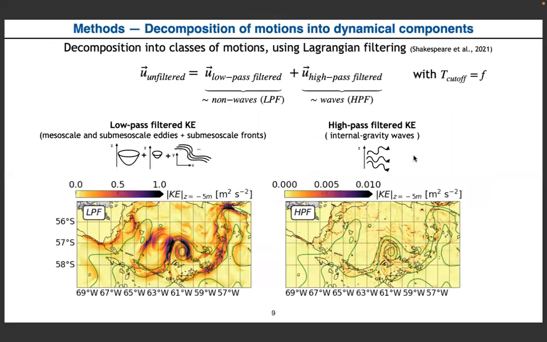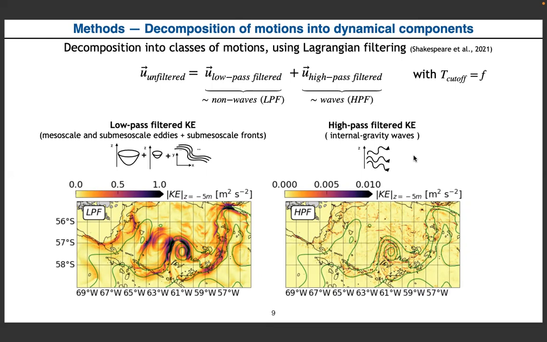Okay, so the mixed layer hosts a zoo of motions, and to look at the individual contribution of the motions to the turbulence, we need to decompose the motion from one another. So we use a Lagrangian filtering to dissociate non-wave currents from internal waves. In the Lagrangian frame, there is a temporal separation scale between eddies, fronts, and waves, which is the inertial frequency.